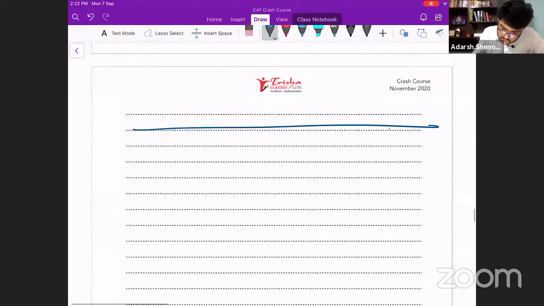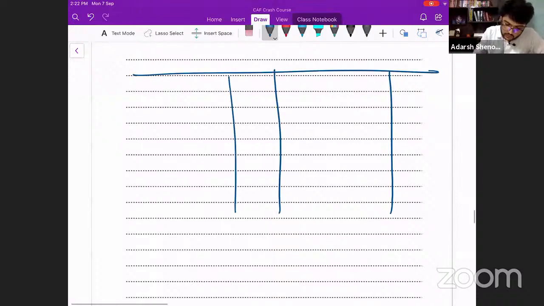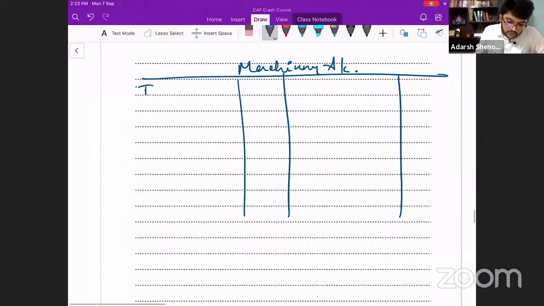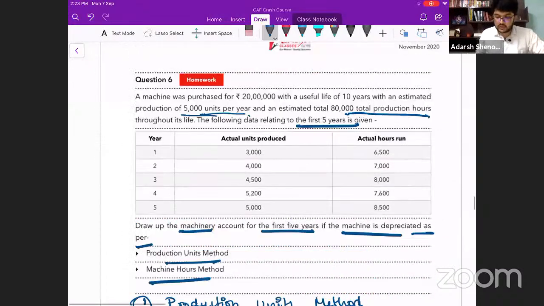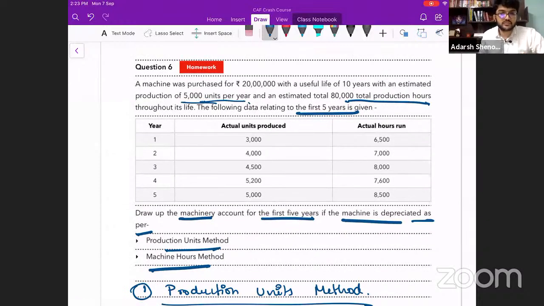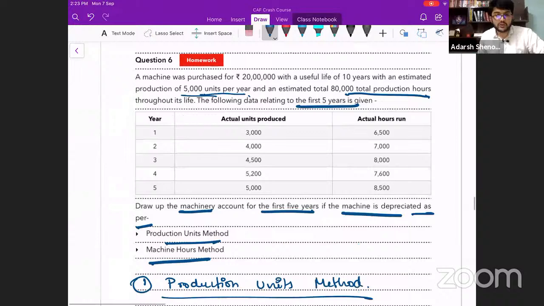Now, I'll just roughly draw the machinery account for a couple of years just for reference. It's easy, right? This is production units we're following. First, to bank account, how much is the cost of the asset? The cost of the asset was 20 lakhs. At the end of the year, I have to charge depreciation. How much is the depreciation? How many units did we produce during that year? Is depreciation for the first year 40 rupees? That is 40 per unit.